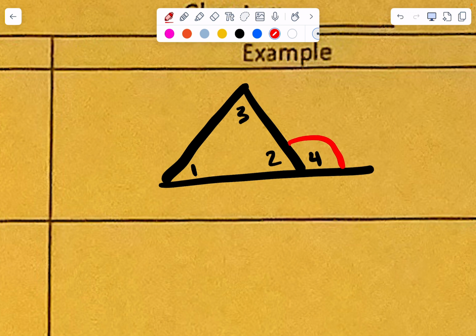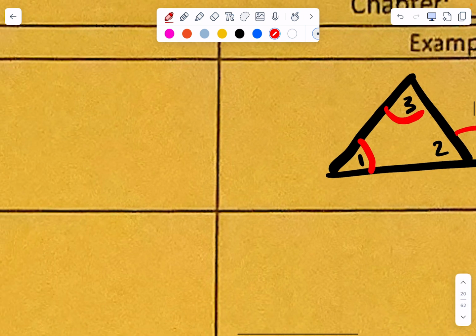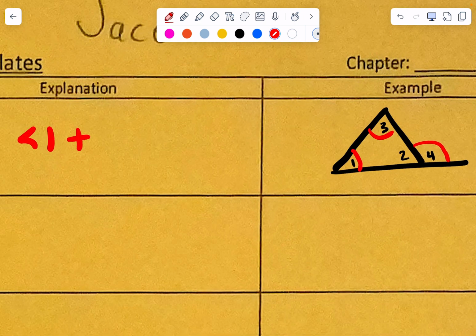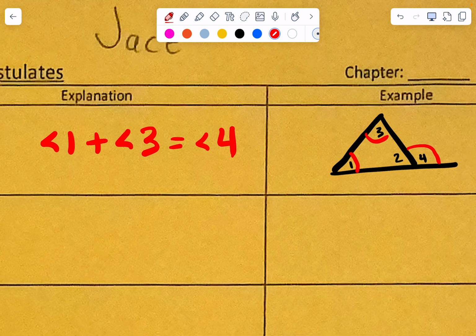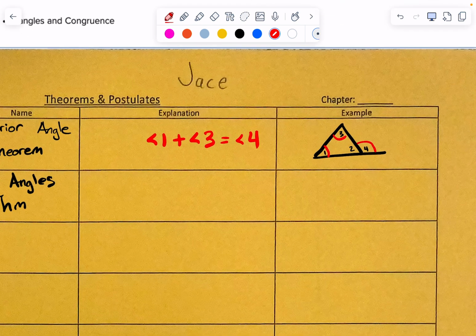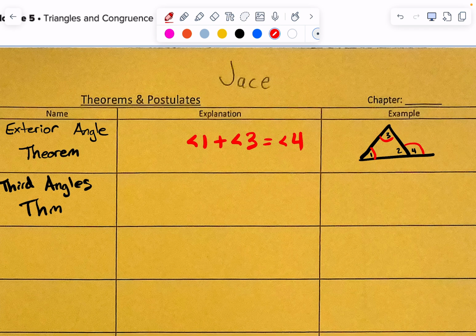So if we're talking about measures of angles, angle 4 will be the same as the 2 angles it doesn't touch added together. Which 2 angles does it not touch? 1 and 3. So I can say angle 1 plus angle 3 is equal to angle 4. Hey, that's kind of handy because 1 and 3 equals 4. I didn't do that on purpose, but anyway. We don't even have to figure out what angle 2 is, but that's what the explanation is. So, now that we know that, we get to take shortcuts, right?